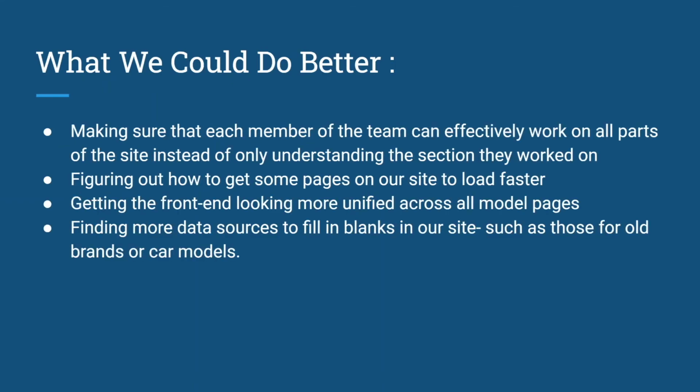Things we could have done better were we could have made sure that every member of the team could work on all parts of the site and understood everything that was going on instead of just understanding the section that they created and worked on. We could have figured out how to get some pages to load faster, and we could have gotten the front end looking more unified across all model pages since we had 2 different kinds of model pages. And we could have also found more data sources to fill in blanks in our site because for old models and old card brands, it was hard to find data from our sources about them.